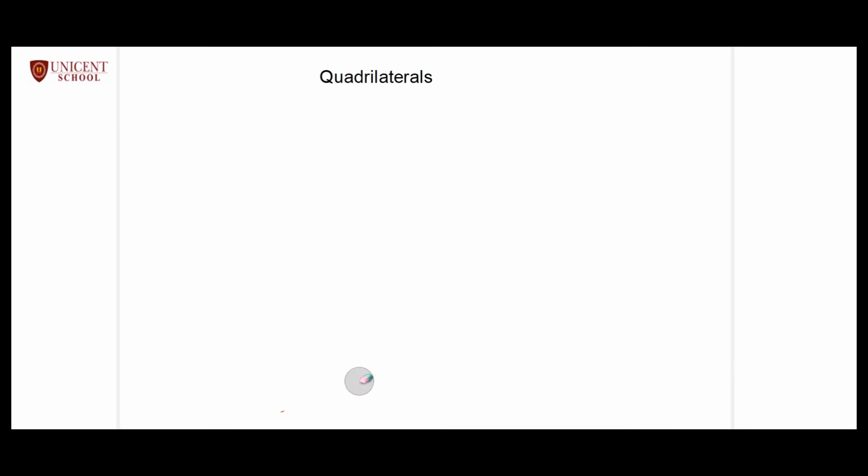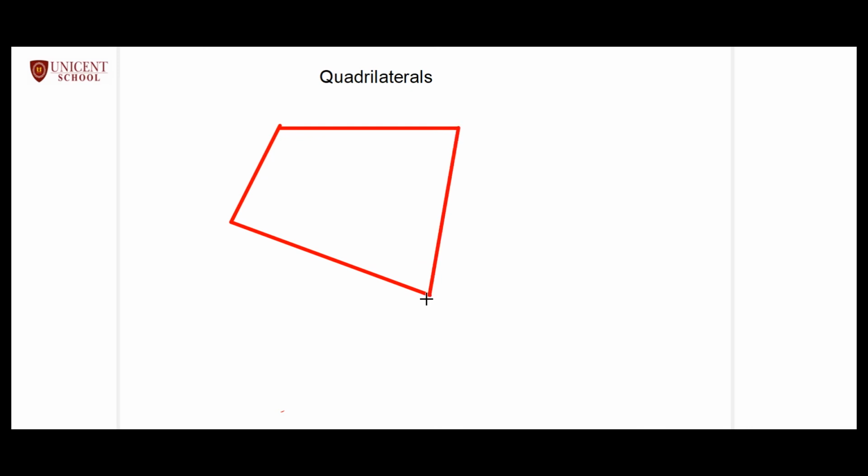So for this, let us just draw a quadrilateral and name it as ABCD. It can be any quadrilateral we take, this property will be proved. So let us name this quadrilateral as A, B, C, D. Let us take one diagonal. Let AC be the diagonal formed.